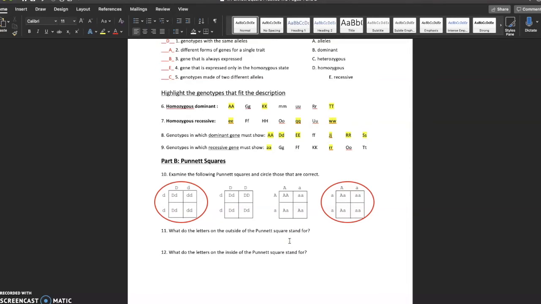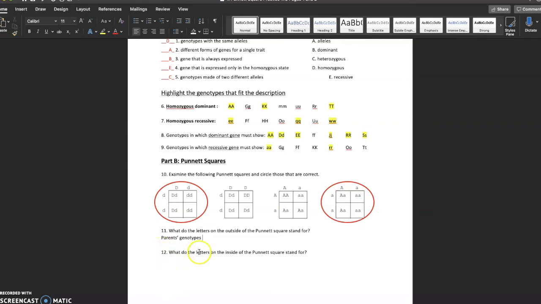Number 11. What do the letters on the outside of the Punnett square stand for? So the letters on the outside represent those parents, and they're specifically the parents' genotypes. So if you put just the parents, totally fine. If you went above and beyond and put the parents' genotypes, even better. So these are going to be the parents' genotypes.